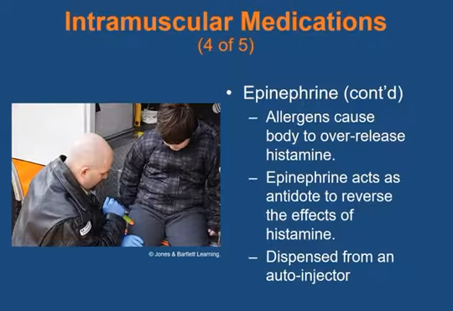Epinephrine may be dispensed from an auto-injector, which automatically delivers a preset amount of the medication, usually 0.3 milligrams. The side effects are that it causes a burning sensation where it's injected and increases heart rate. Some services do not permit EMTs to carry epinephrine, but do allow them to assist patients in administering their own epinephrine.